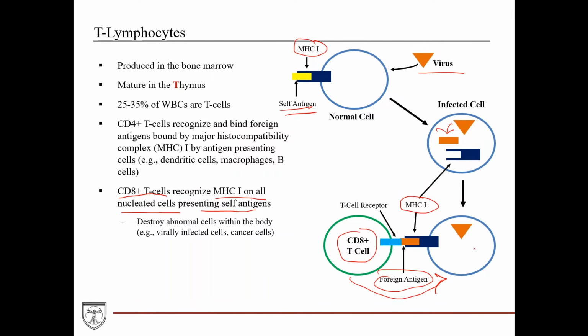This can also be a way to defend against cancer cells. So if cells transform into cancer cells, the same thing can happen. You can have antigens from abnormal proteins or mutated proteins be presented, and then the CD8 cells can recognize that and destroy the cancer cell. And so again, as we say that here, the goal is to destroy abnormal cells within the body, such as virally infected cells, cancer cells.